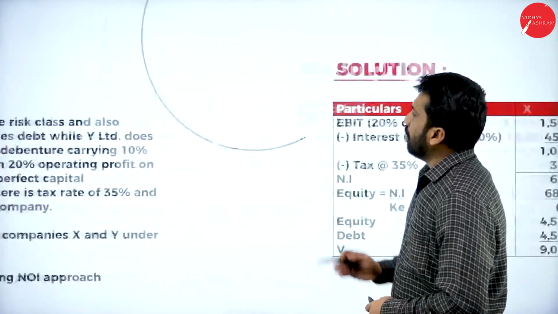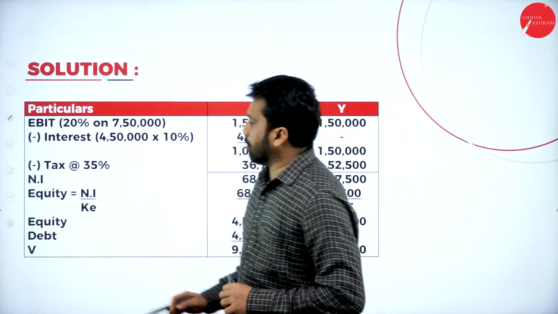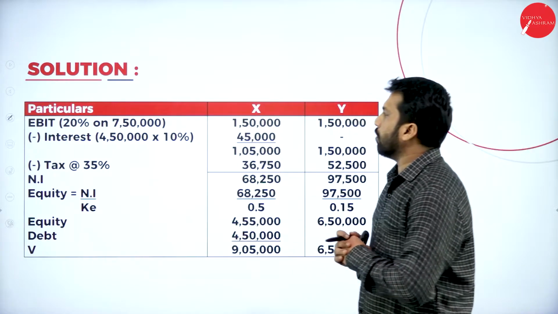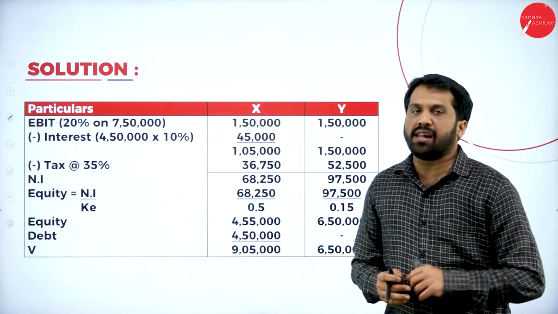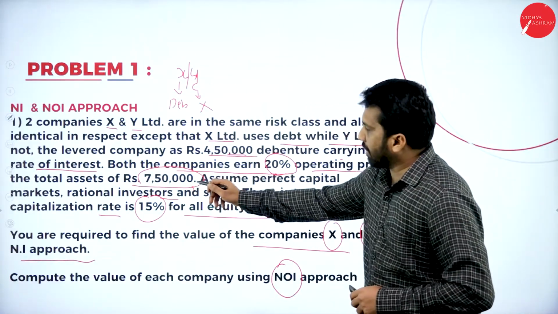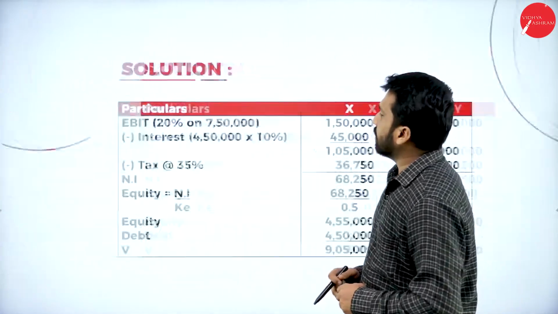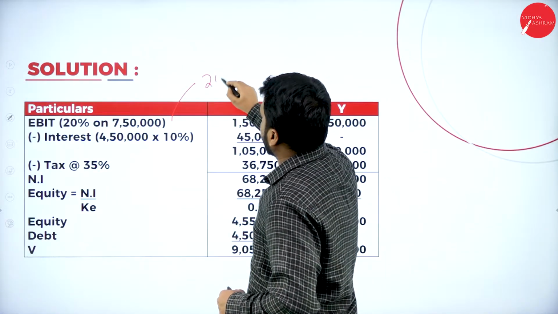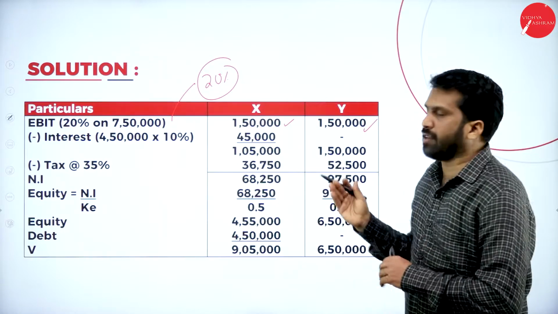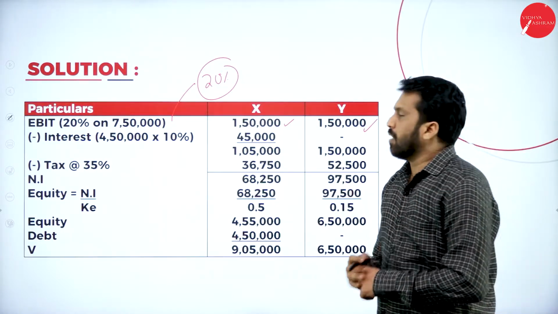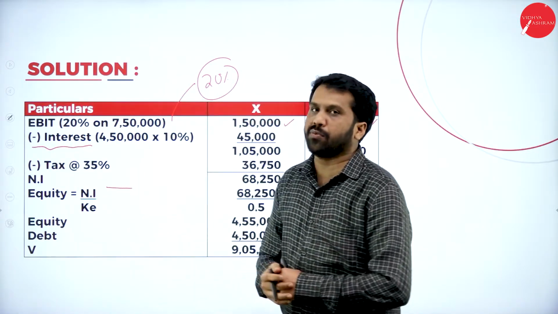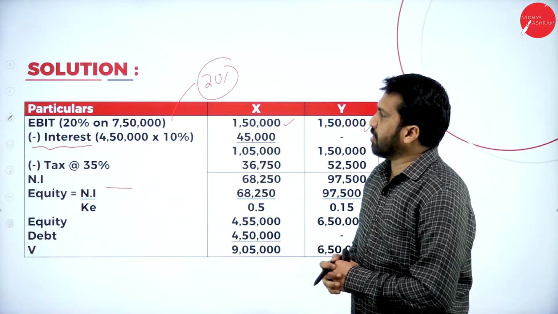Now, we'll go for your normal calculation because the net income is not given in the question. Now, how do we go about it? First we'll go with EBIT, earnings before interest and tax. What is your EBIT? You have a value of 7,50,000 on the 20%. 7,50,000 on the 20%, you will get how much? 1,50,000, and 1,50,000 is common for X as well as Y. Once you're done with this, you have to minus interest. Now, interest is how much?